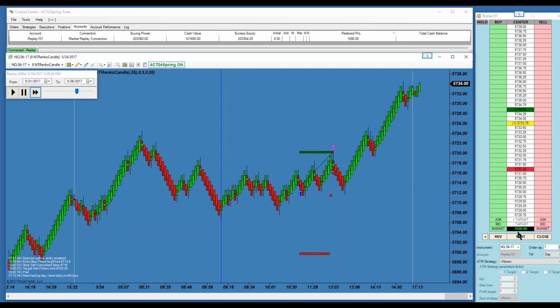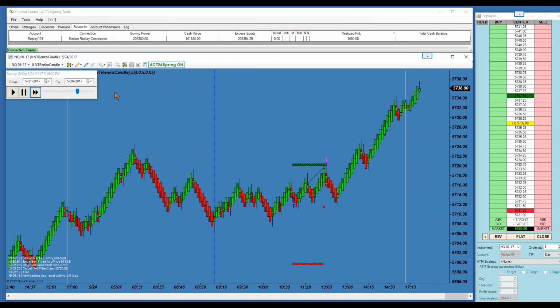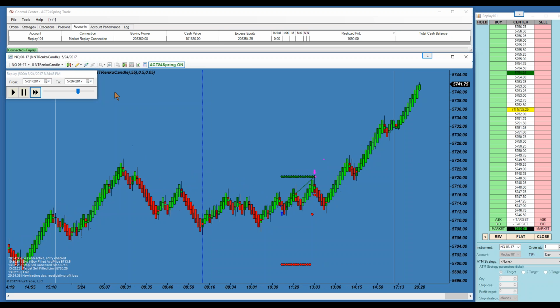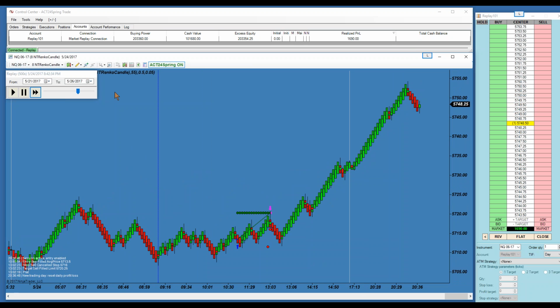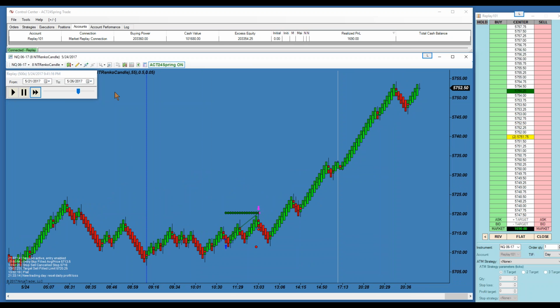Okay, so far on the week you're up 1690, the 21st through the 26th, and we're already on just the 24th. So one more win and you're done for the week. But if you get a stop, then you keep trading.